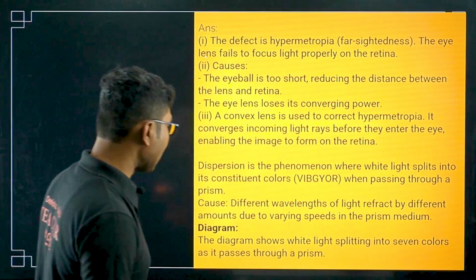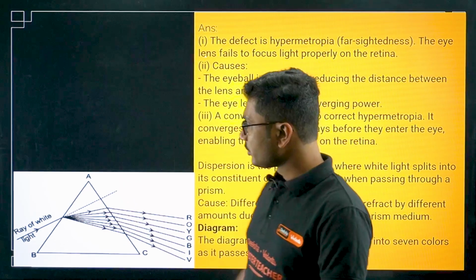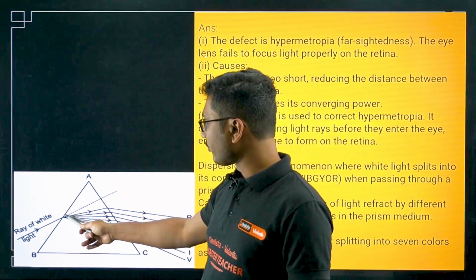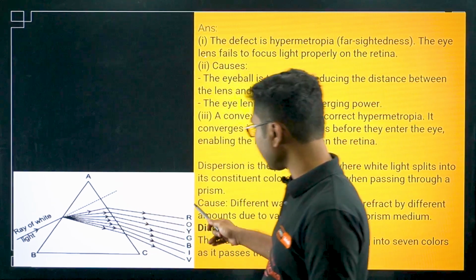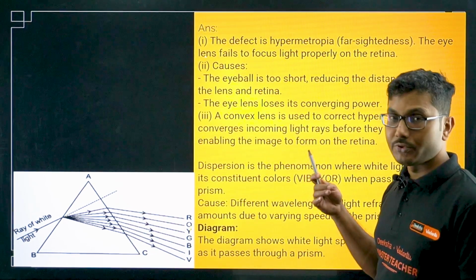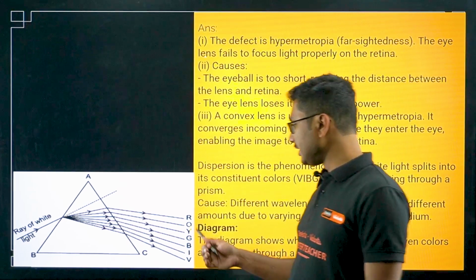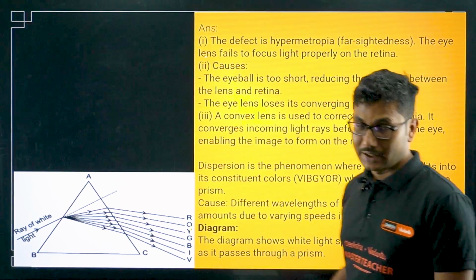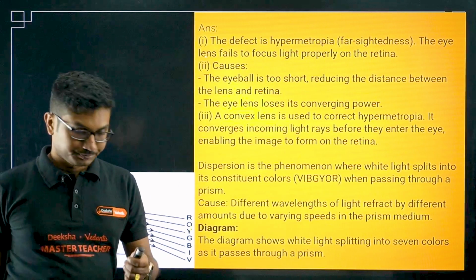Now the diagram. The diagram shows white light splitting into 7 colors. So this is the standard diagram. A ray of white light falls on the prism, it separates into 7 colors, and you get VIBGYOR in the opposite order. Order is very, very important. ROYGBIV, or you can say VIBGYOR from the bottom.